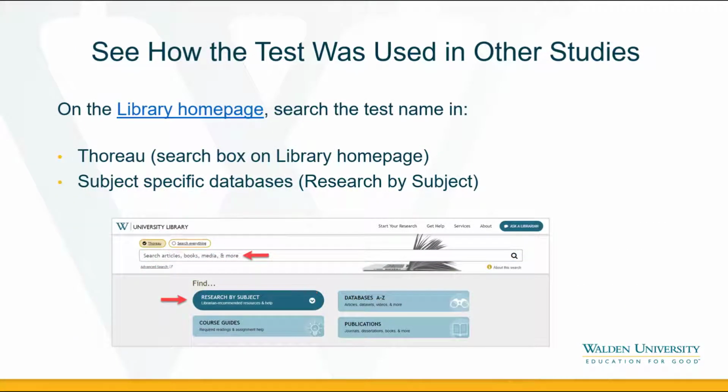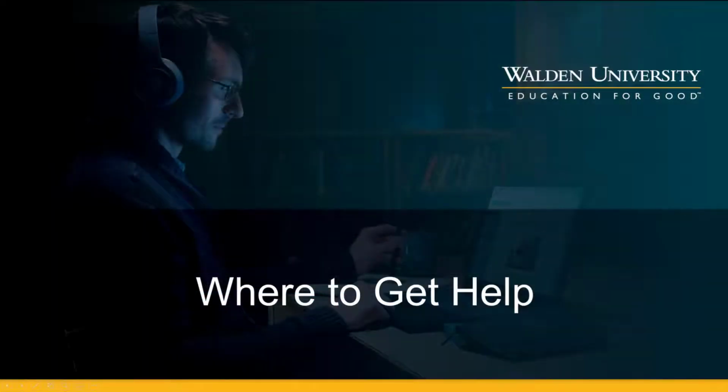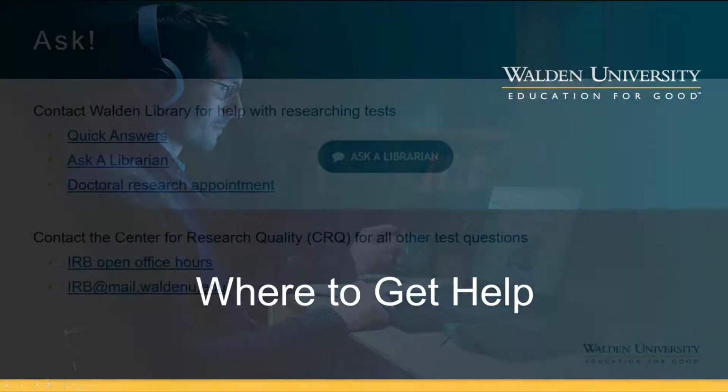Lastly, as I mentioned earlier, it's always a good idea to see how the test you're interested in was used in other studies. You can do this by searching Thoreau, our multi-database search tool that searches most of the library's databases simultaneously. Now that you have what you need to get started exploring tests and measures, let's talk about where to get help if you get stuck in any part of the process.